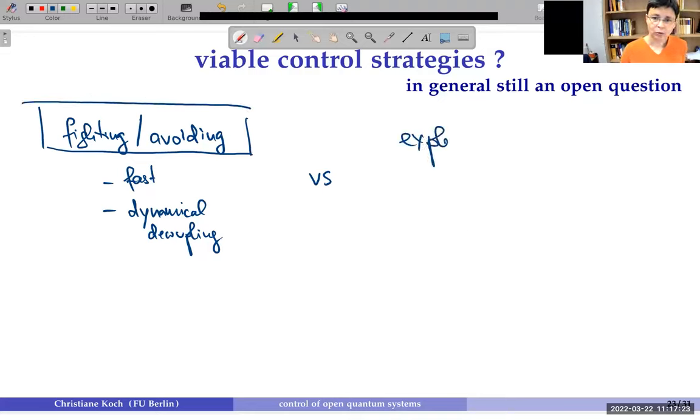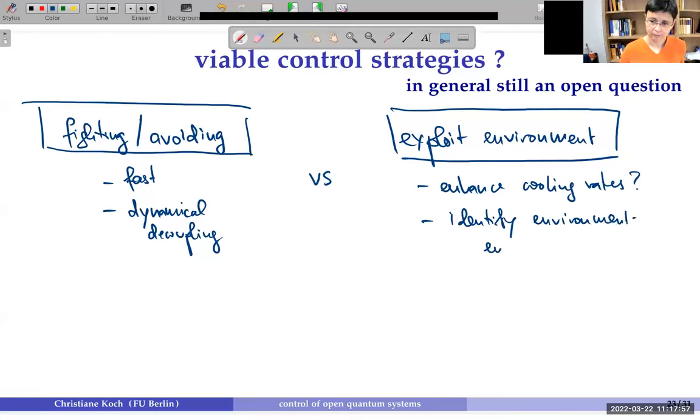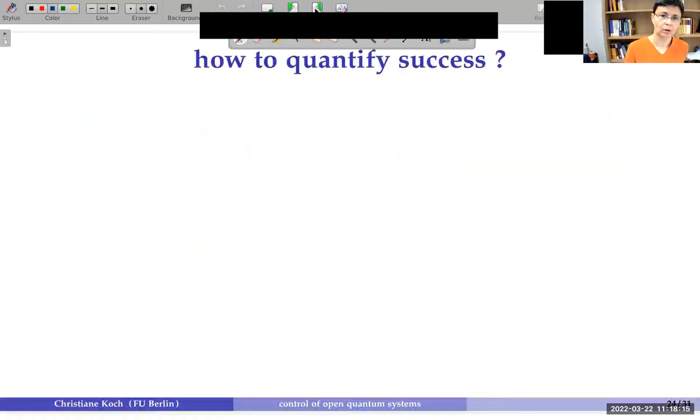So one option is to fight or avoid decoherence. But on the other hand, I already alluded to the fact that certain control tasks actually need the environment. So you could also think, maybe I can exploit it. And then that could be to enhance, for example, cooling rates. The question is, is that possible? Or identify environment-enabled control mechanisms. Or, what I said before, quantum reservoir engineering.